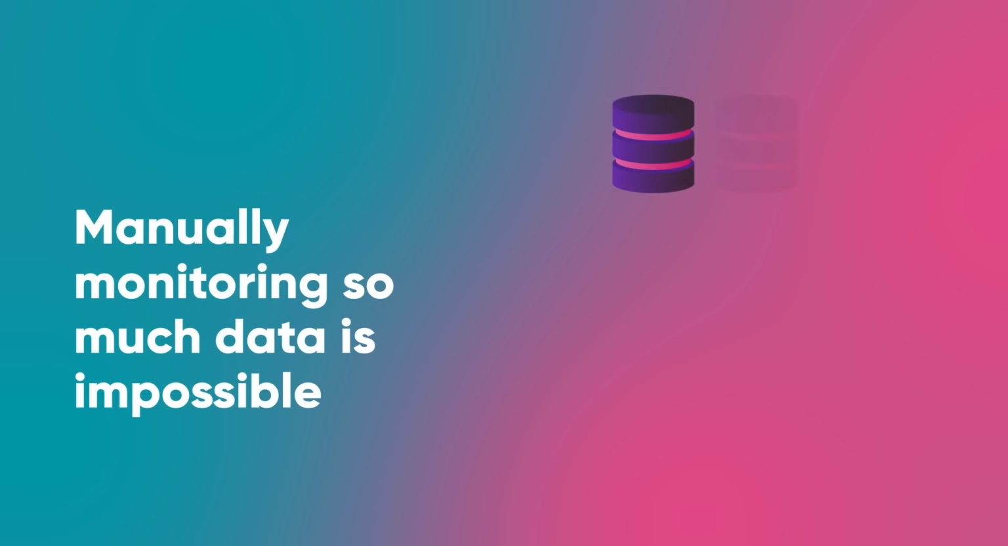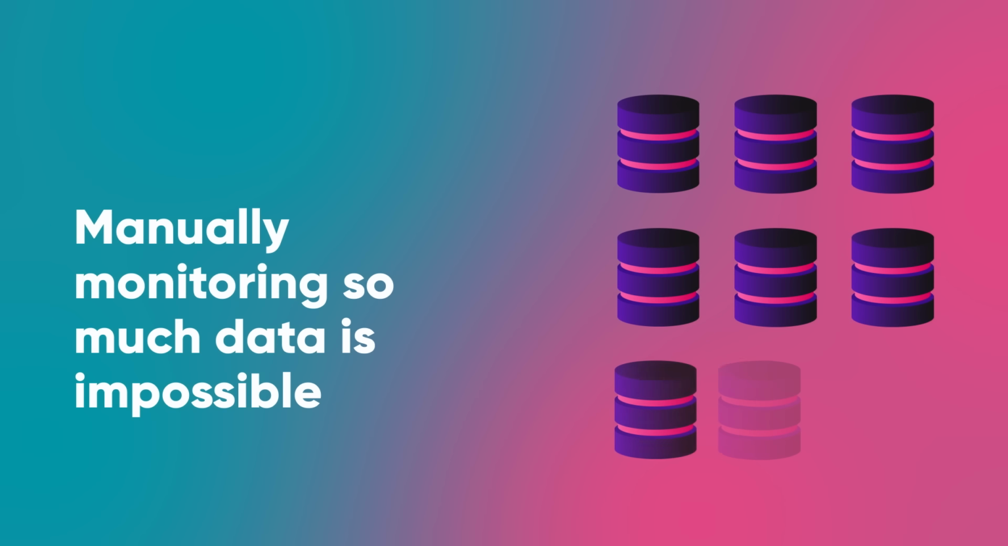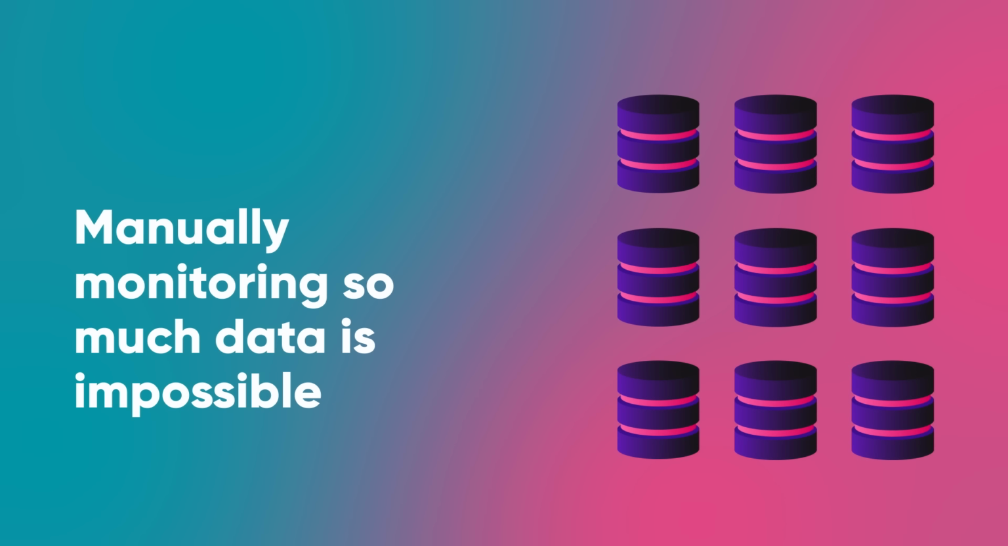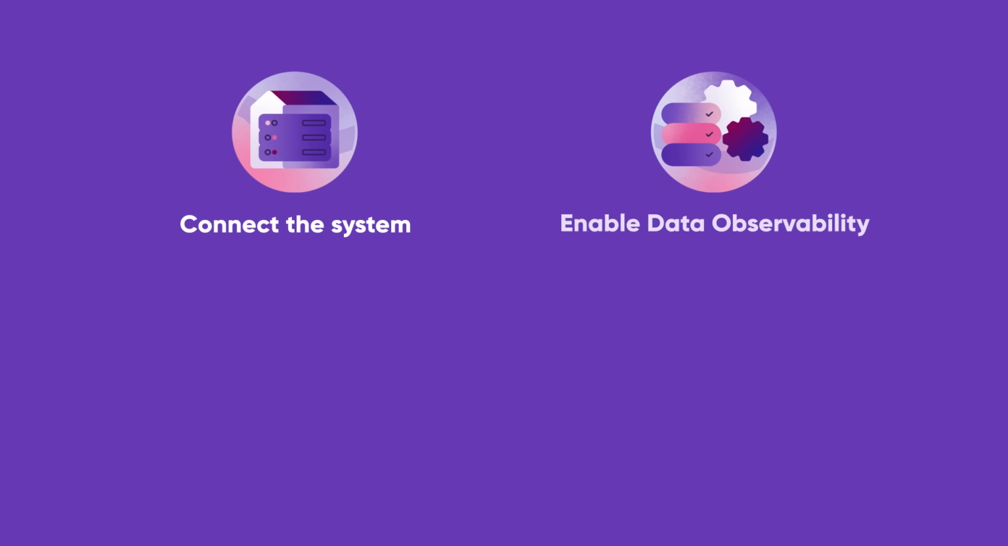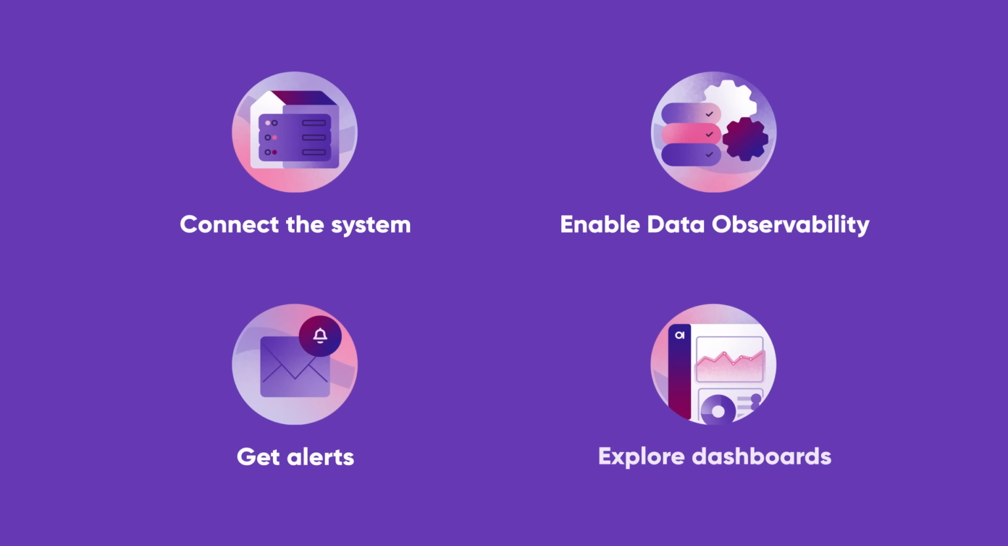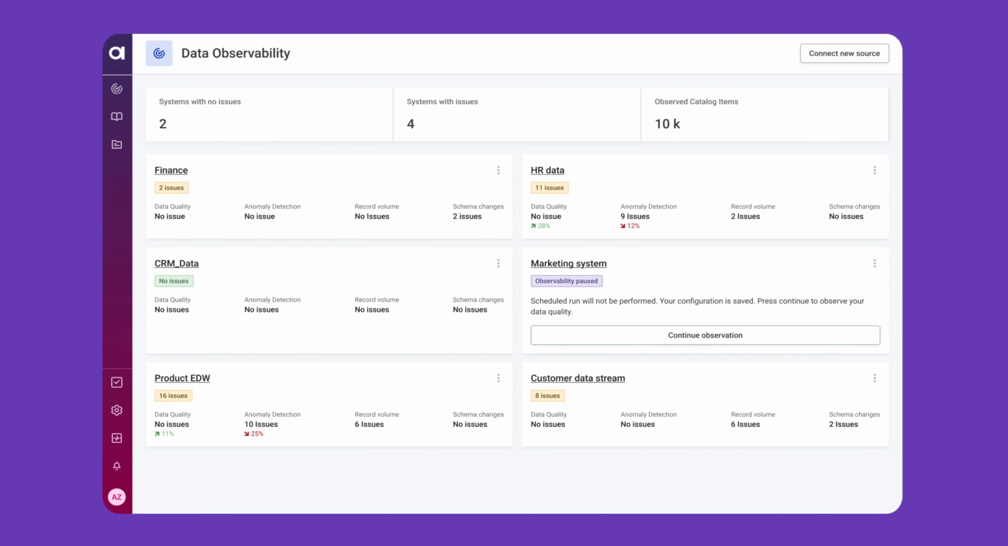But most modern organizations have a number of systems, each with a large volume of data. Trying to manually monitor the state of data across these systems is an impossible task. The future is in automatic detection and getting alerted about data quality issues in real time. But actually, it's not the future. It's possible right now. So here's how it works.